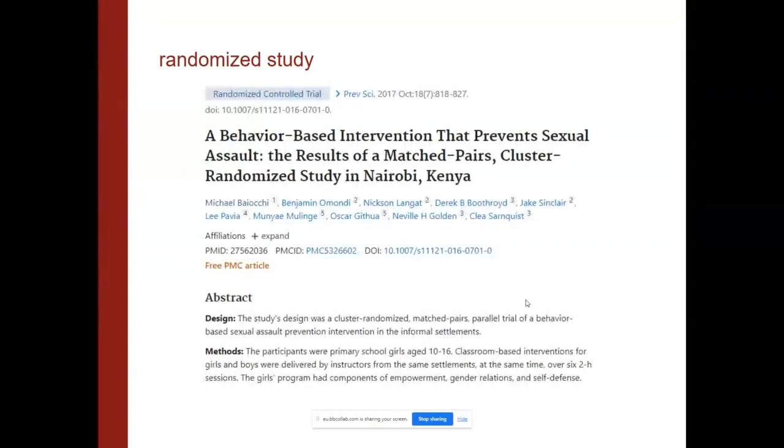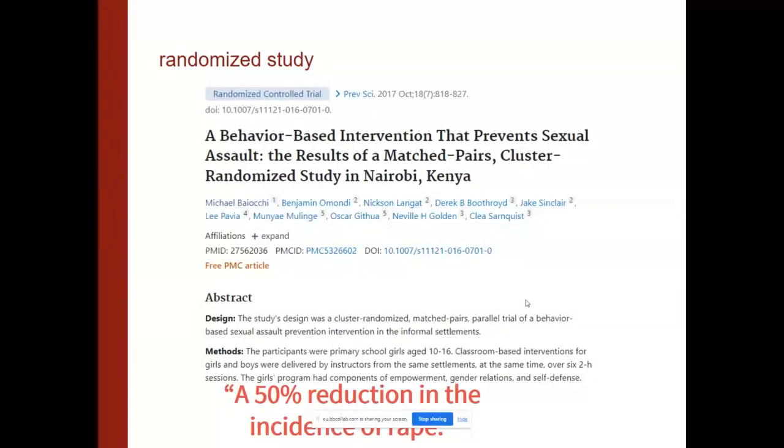In our first randomized trial on this, we were able to demonstrate a 50% reduction in rape. I'll pause here to ask, on the empirical side, how did we demonstrate that claim? Well, we did a cluster randomized trial.